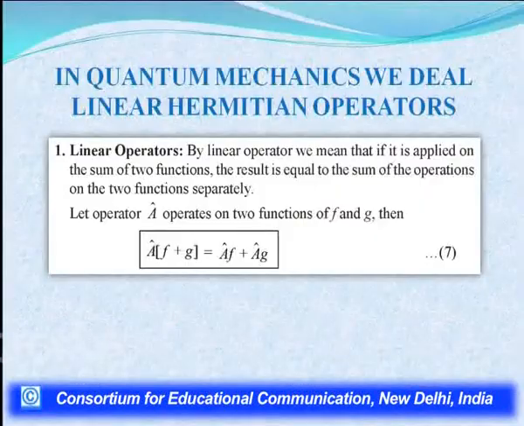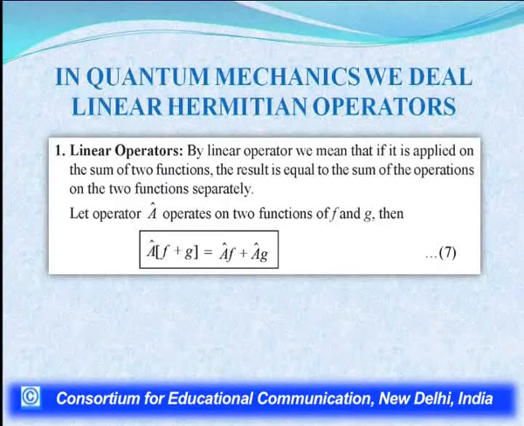So now we will discuss the linear as well as Hermitian operators. In quantum mechanics, we always deal with linear Hermitian operators. So one by one I'll take them. First we'll discuss what linear operators are, then the numericals based on it, and then the Hermitian operators as well as their numericals and some of the theorems related to Hermitian operators too.